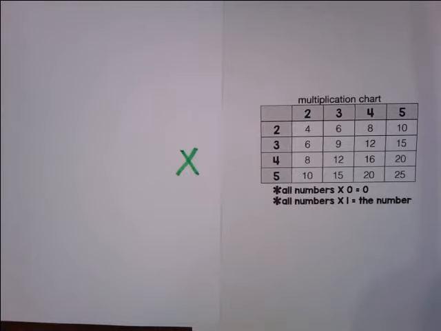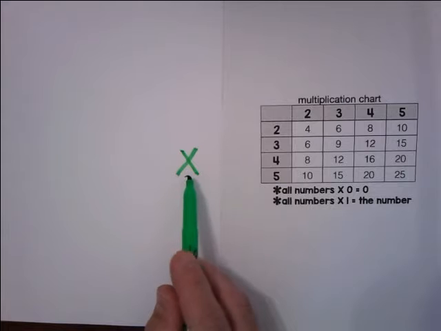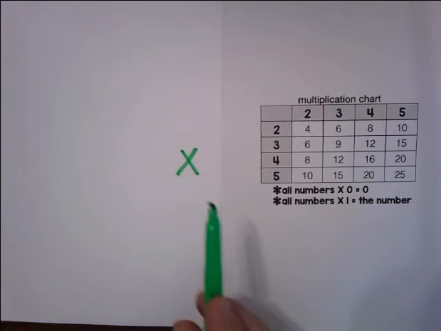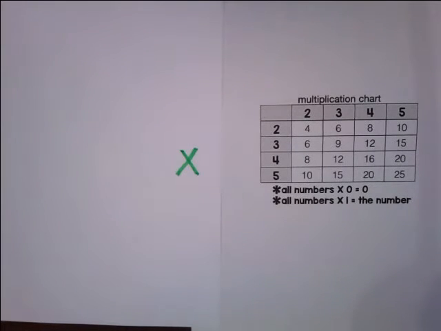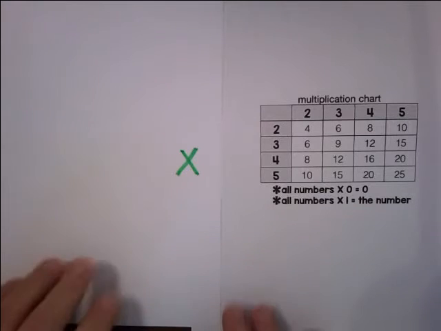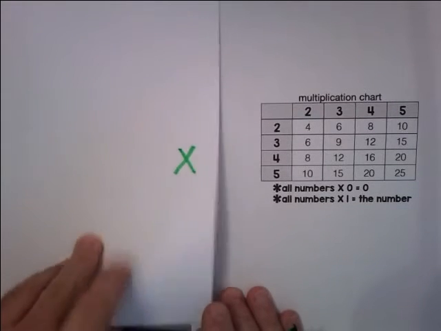Just like when you do addition, the plus looks like a T. Subtraction, you have that minus sign. Multiplication, we will use an X. And this X means that we are taking a number times another number. So it's letting us know that we have a certain amount and we need to take it this many times. So let's take a look at different ways that we can do that.